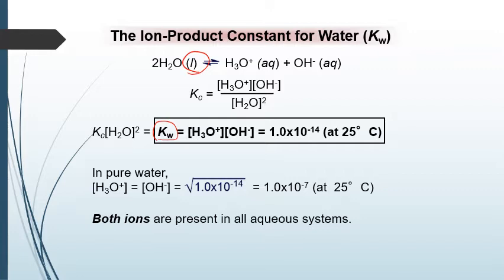That's why we normally say that neutral solutions have a pH of 7. We are, of course, approximating that it is 25 degrees Celsius when we are making that assumption. But both of the ions are always going to be present in all aqueous systems. So you always have the H3O plus and the OH minus present in any solution that you would be creating.